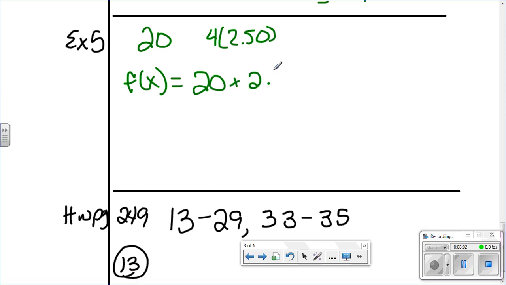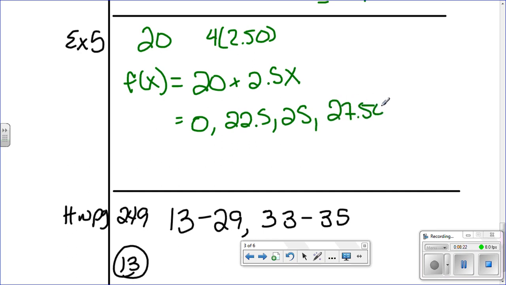Plus the amount it costs per ticket times however many we're going to sell. We know that if he sells 0 tickets, we're at 20. If he sells 1 ticket, we're at $22.50. If he sells 2 tickets, 25. If he sells 3 tickets, he's at $27.50. And 4 tickets, he's at $30.